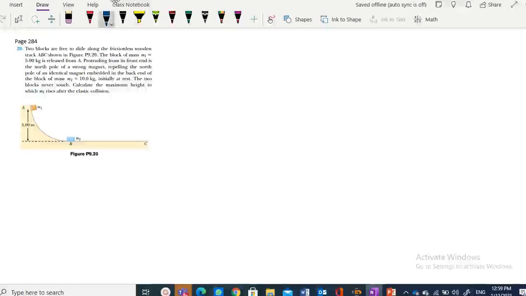So we've got M1 equals 5 kg, and M2 equals 10 kg. The V2 here was initially 0, and V1 after, I don't know yet. It says here that initially V is 0, so it's at rest, I guess it's released from A. Okay, so it says the two blocks never touch. Calculate the maximum height to which M1 rises after the elastic collision. It says the word elastic.